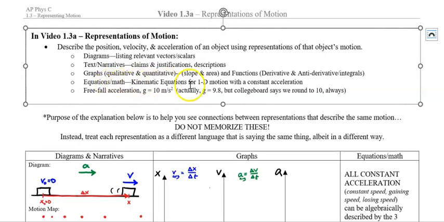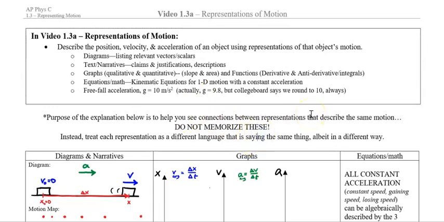We're also going to be looking at what equations are involved, and we can make note of the fact that when an object's in free fall, then we know the acceleration automatically is going to be 9.8, and of course College Board allows us to round that to 10 at all times.